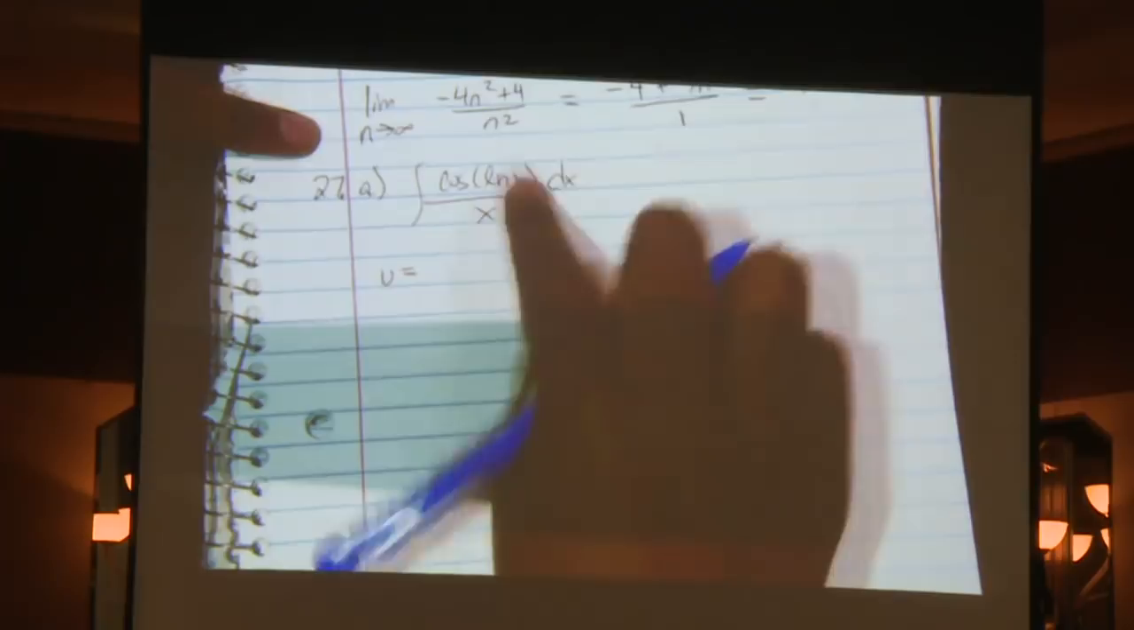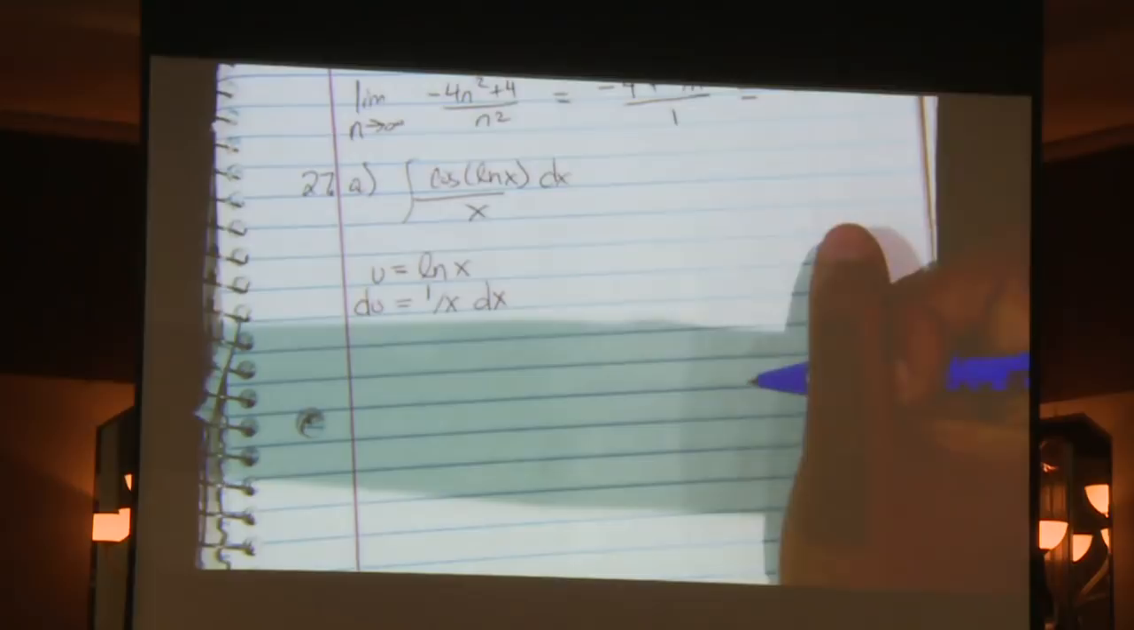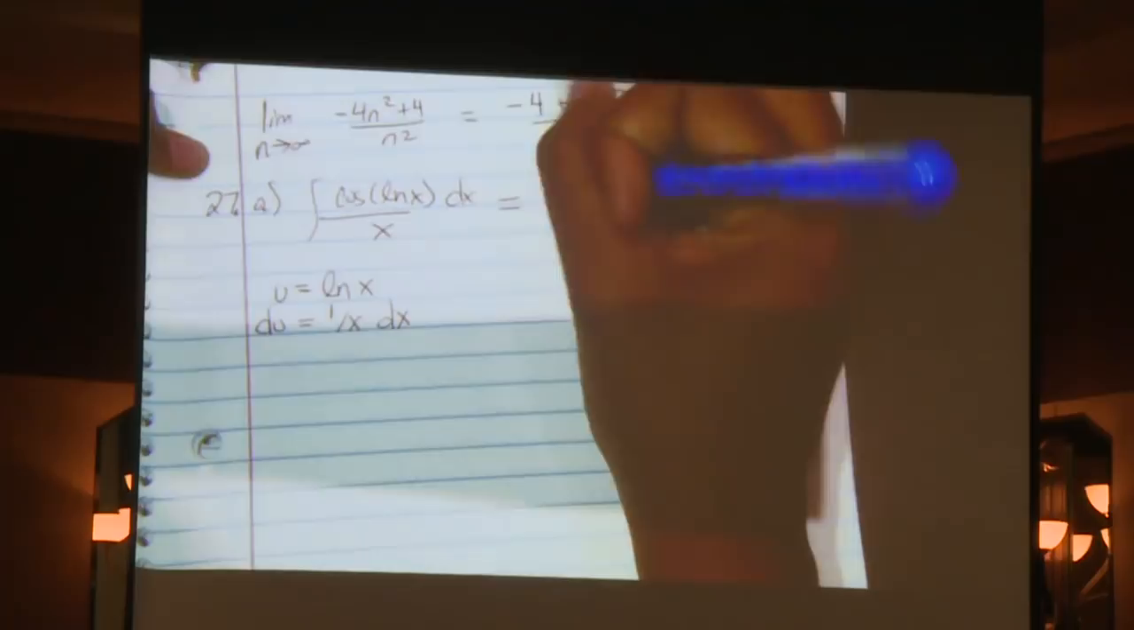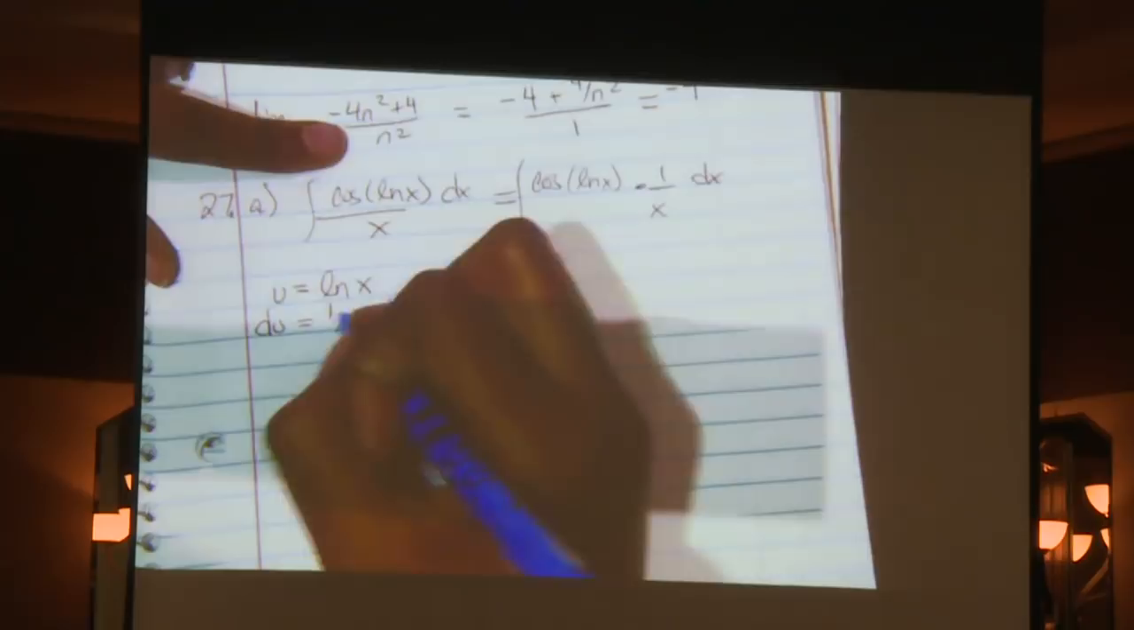So when I take the derivative of my u, it's going to be du times the derivative of ln of x. We already established that the derivative of ln of x is 1 over x, but whenever I take the derivative, I always have to add in my dx. So as I was saying, you want to find a function in the integral, that way when you take the derivative of that function, that derivative is also present. So this also looks like this: cosine of ln of x times 1 over x dx.